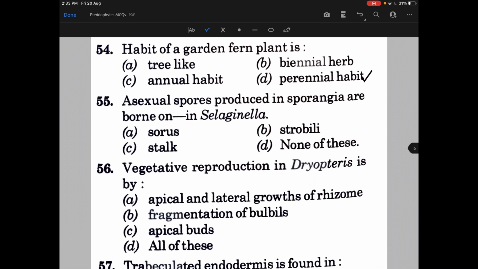Next, asexual spores produced in sporangia are borne on dash in Selaginella. The answer is B, that is strobili. Next, vegetative reproduction in Pteris is by dash, and the answer is A, that is apical and lateral growths of rhizome.